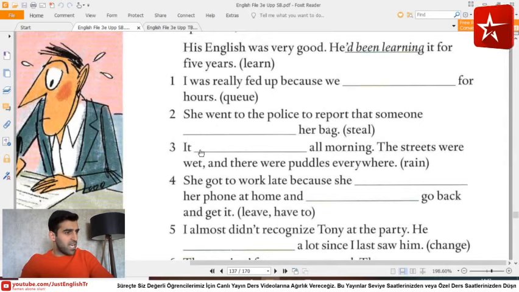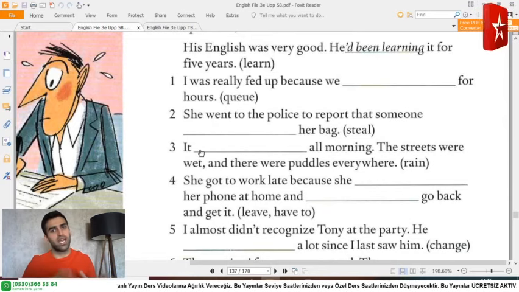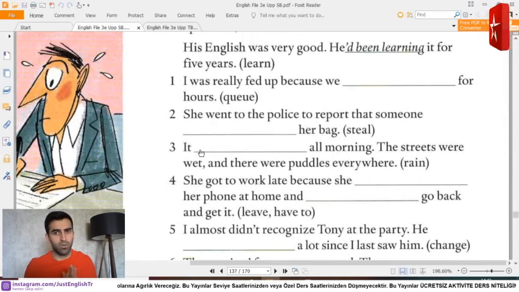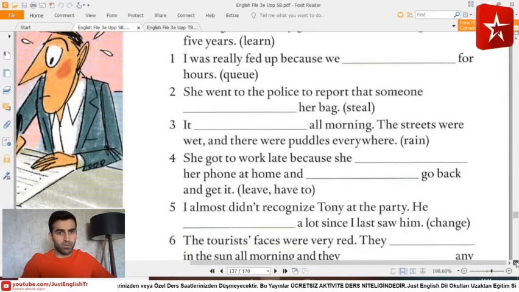Ekin says had been raining. Dileriz says had been raining. Okay, yes. Had been raining is the correct answer because it happened for a long time in the past. It had been raining all morning. The streets were wet and there were puddles everywhere. So let's continue with number four.